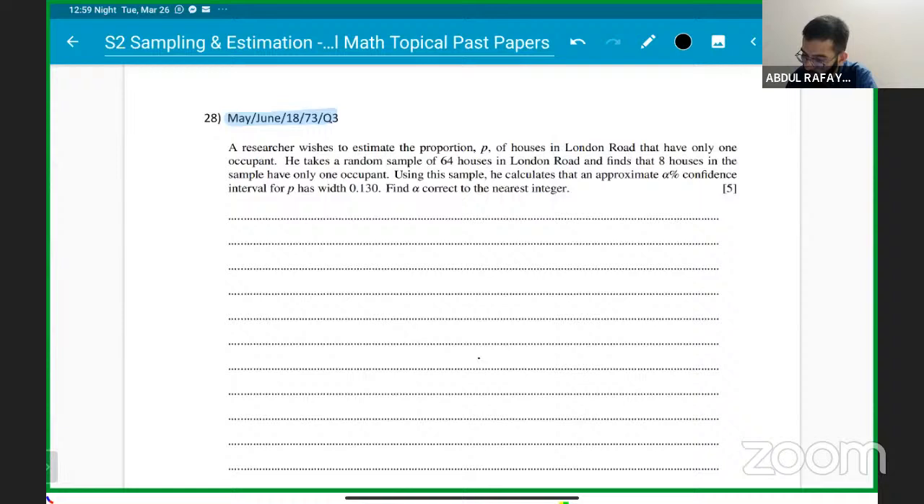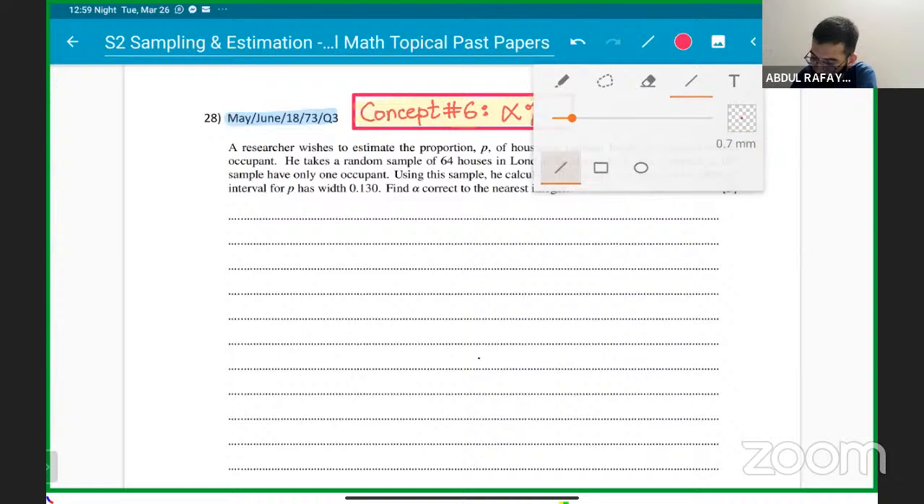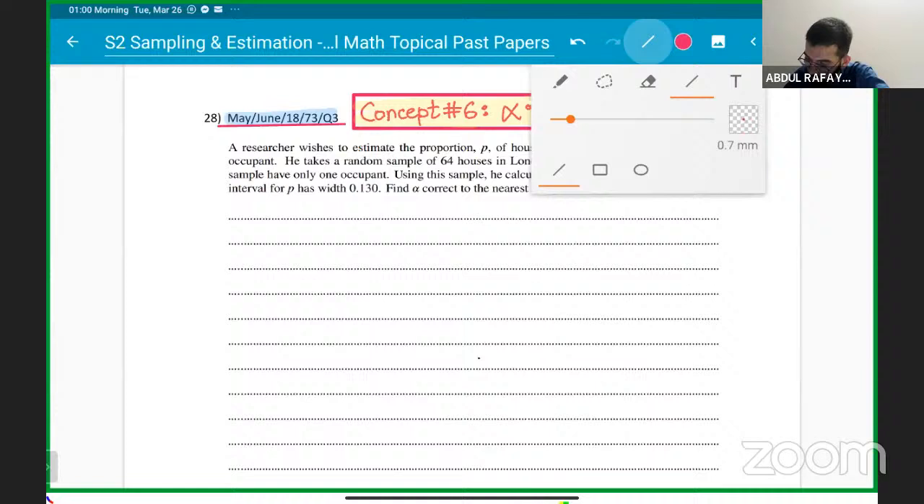This is basically concept number six, confidence, finding out the percentage of the confidence interval. I hope everyone has read the question. This is May/June 2018, and it's about the population proportion as well.